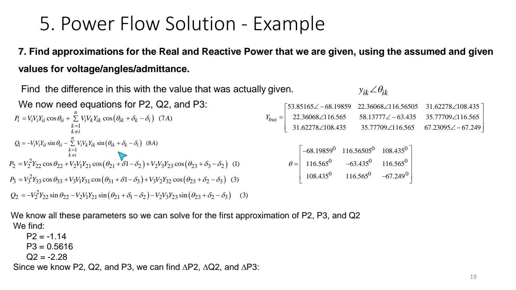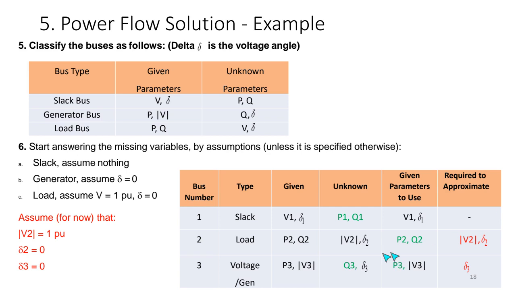What we are trying to do is find out P2, P3, and Q2. Why are we specifically finding P2, Q2, and P3 with the help of equations 7a and 8a? If we go back to the previous slide, the powers there are P2, Q2, and P3. So we have to find these initial power values by using the power flow equations of the real and reactive power, which are 7a and 8a.